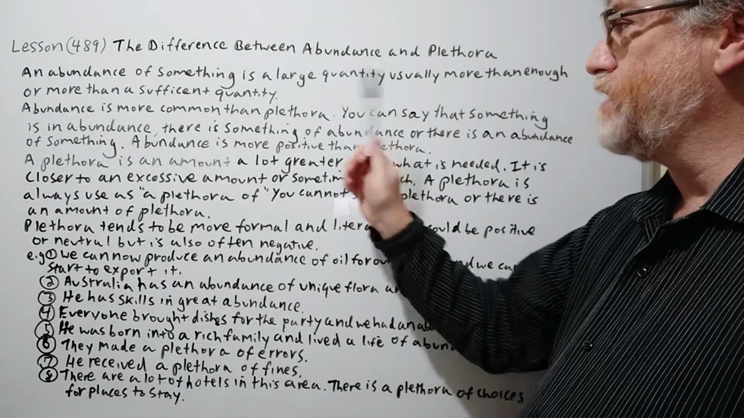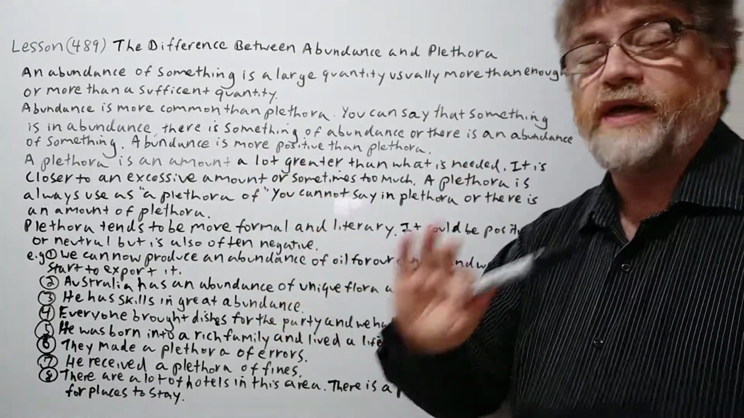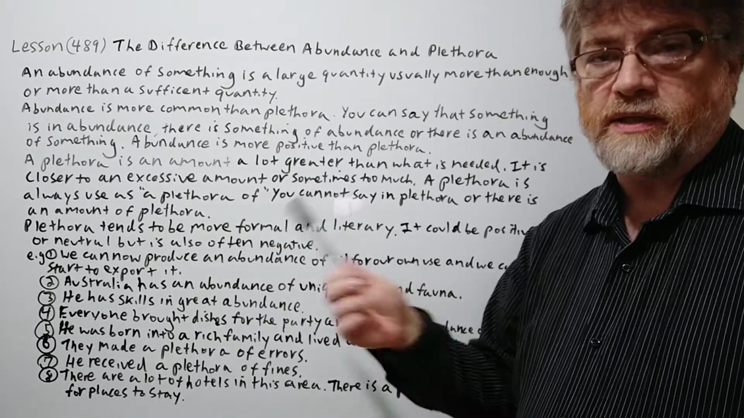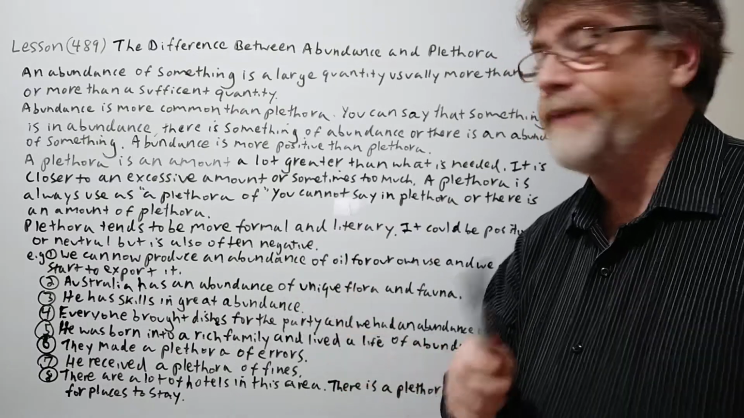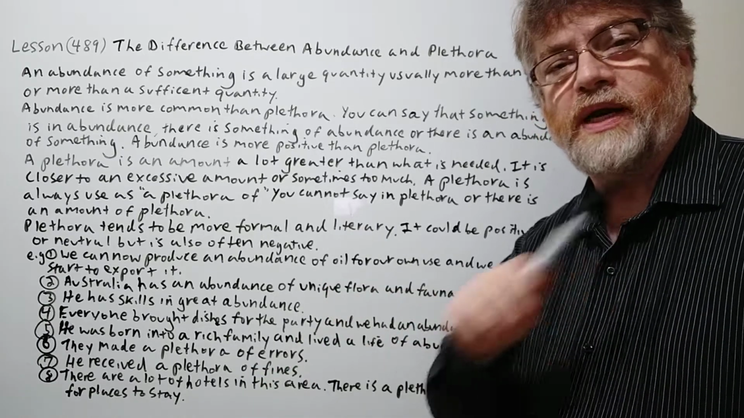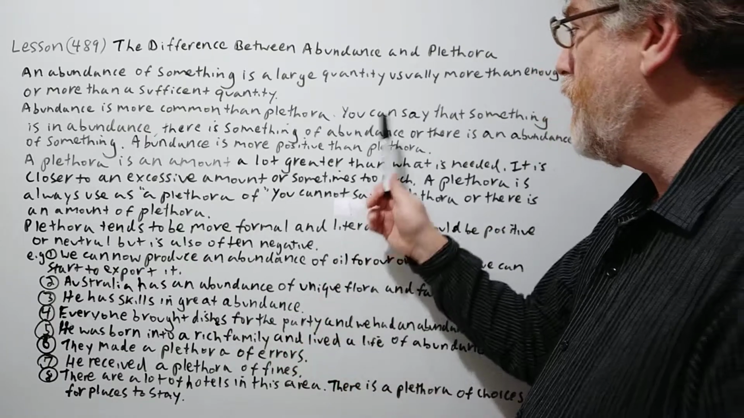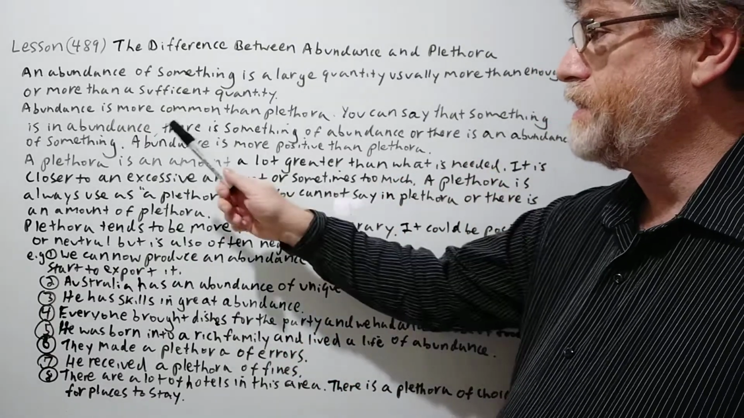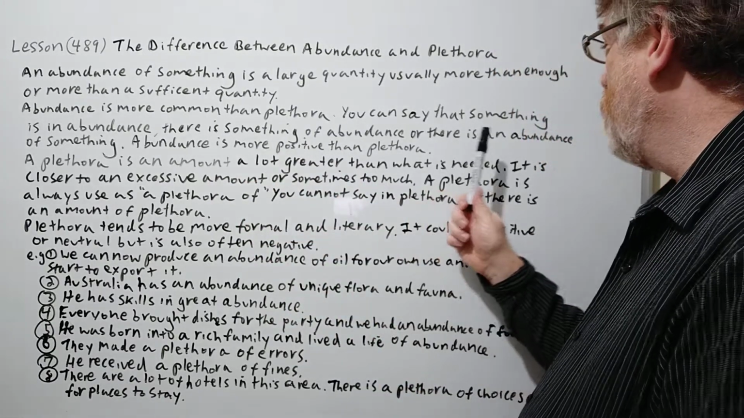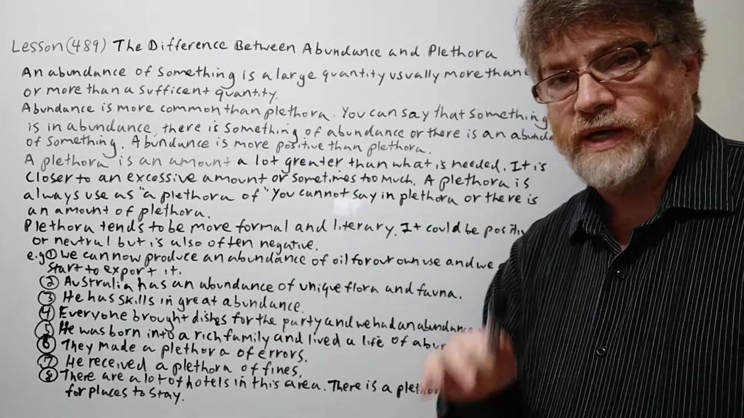An abundance of something is a large quantity, usually more than enough, or more than a sufficient quantity. So it's definitely more than you need, but it doesn't have to be a whole lot more than that. Abundance is more common than plethora. So we're going to hear the word abundance very often, plethora only once in a while. You can say that something is in abundance, there is something of abundance, or there is an abundance of something. So you can hear abundance used all three ways here. It's very common.